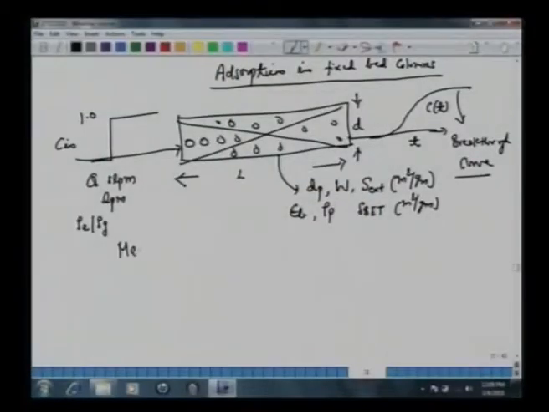In this case, if we want to address mass transfer, then we have to make a species balance in the bulk fluid or in the bulk phase, whether we have this gas or liquid.